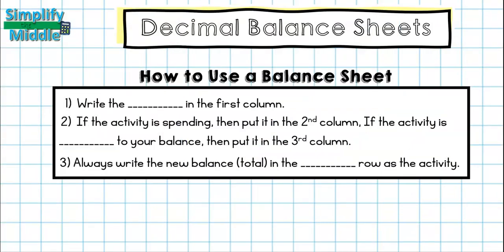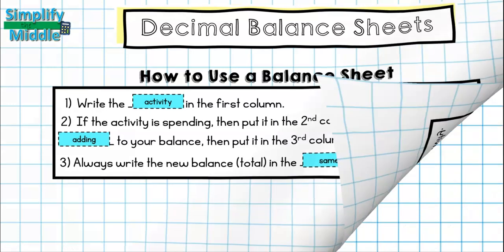Let's recap. How do we use a balance sheet? We're going to write the activity in the first column. If my activity is spending, I would put that dollar amount in the second column. If the activity is adding to your balance, I would put that amount in the third column. I always want to write the new balance or total in the same row as the activity.